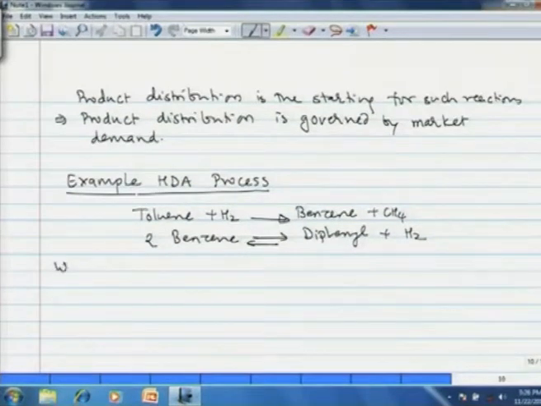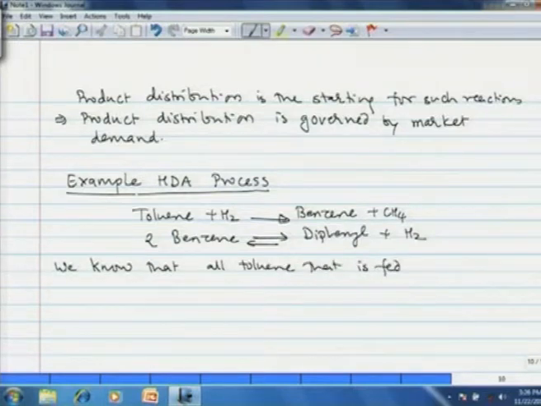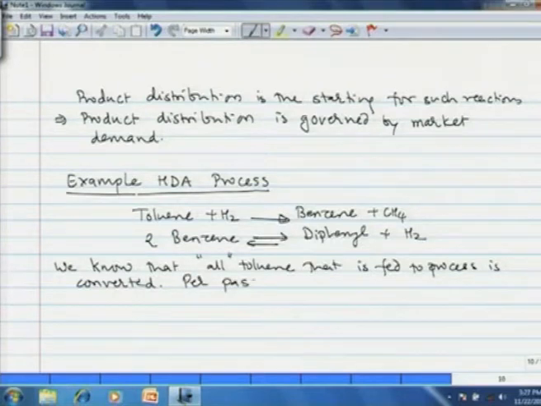Now, we know that all toluene that is fed to the process is converted. But all toluene essentially means the fresh toluene, because the per pass conversion of the reactor could be less than 1, is always less than 1 in fact.